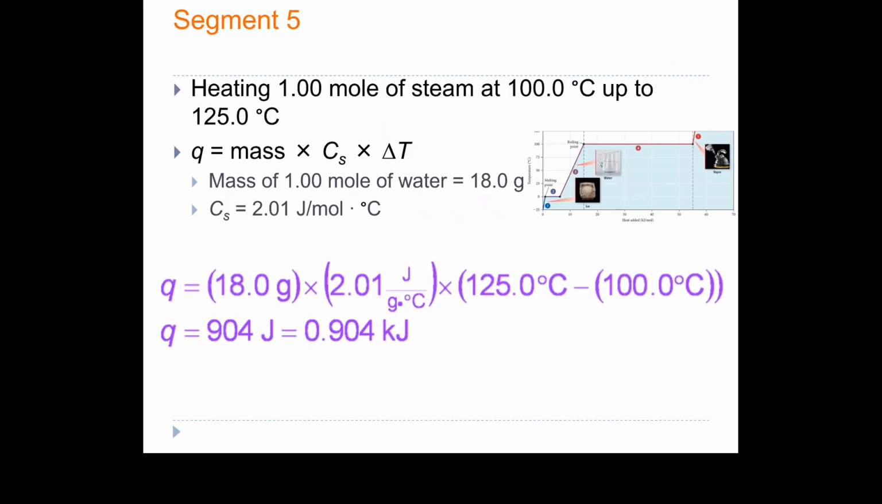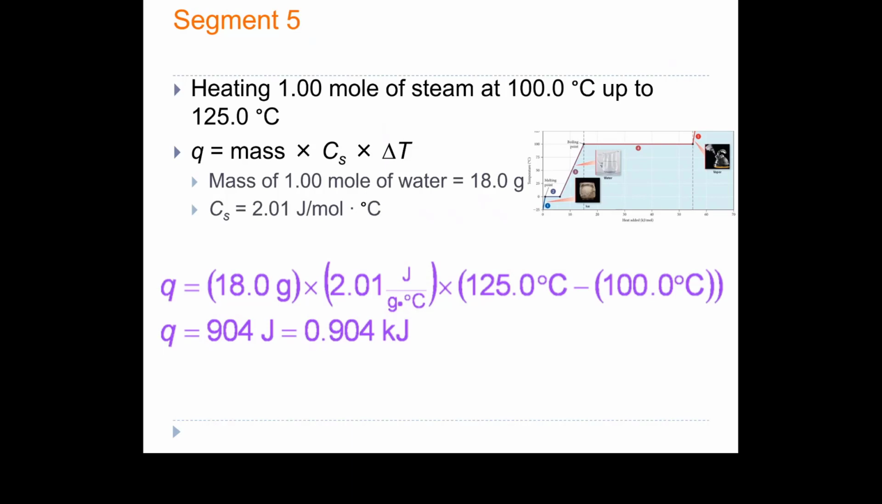So we take our 18 grams, we multiply by our heat capacity of the vapor, which is 2.01 joules per gram degree C. Our delta T is going to be, we started at 100 degrees C at the boiling point, and we're increasing to 125. So our change, you can see again, is 125 minus 100, or 25 degrees C. So now do the math. 18 grams times 2.01 joules per gram degree C multiplied by 25 degrees C gives us 904 joules, or 0.904 kilojoules.